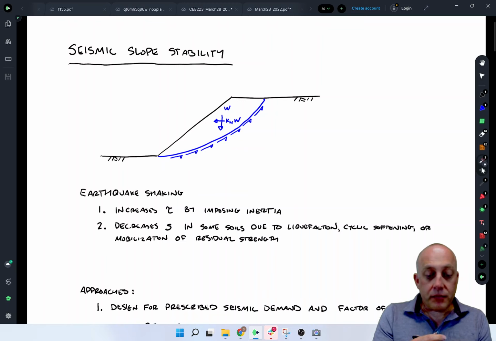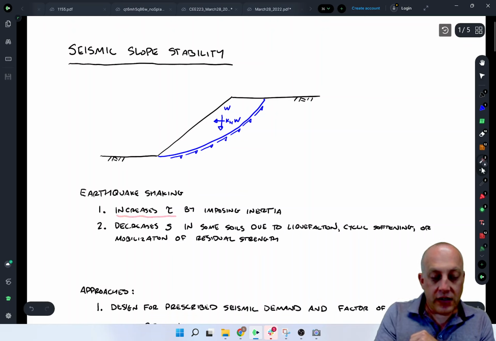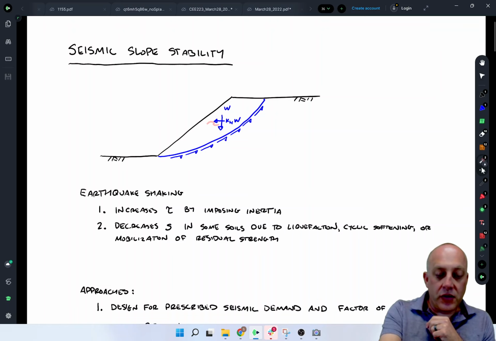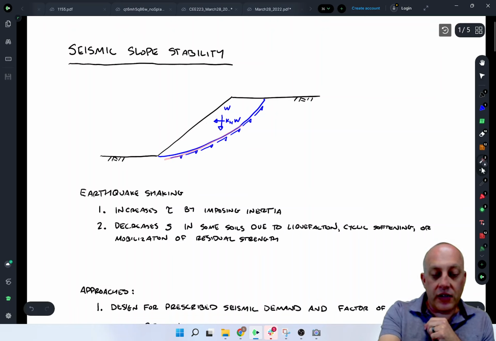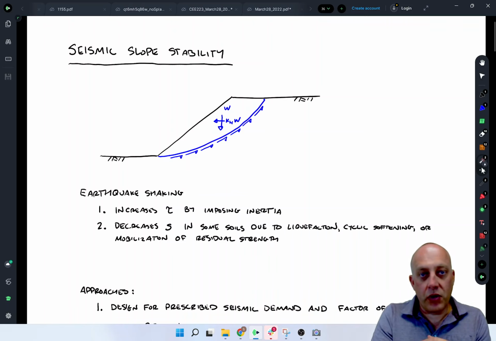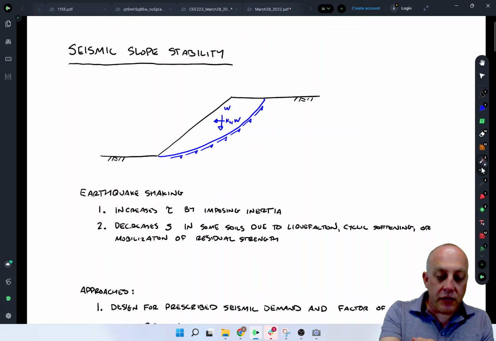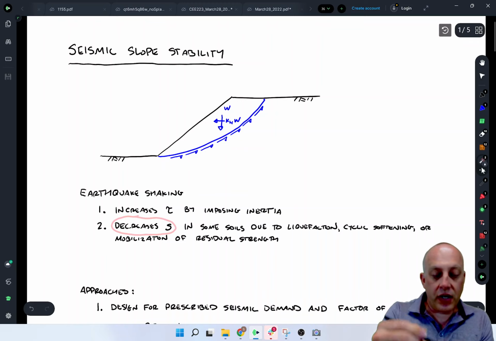The shaking that happens during an earthquake has two main effects. First, it increases the shear stress, right? You can imagine if this mass is accelerating, there would be a resultant force that would push the slope downhill, and that resultant force will increase shear stress acting on the sliding surface and therefore make the slope more likely to move as a result. It has another effect too, which we won't talk about in this video. That'll be saved for another video, but it will decrease the shear strength too.